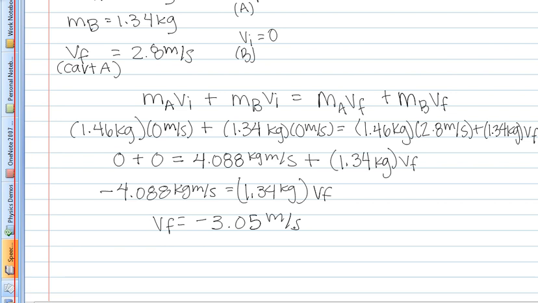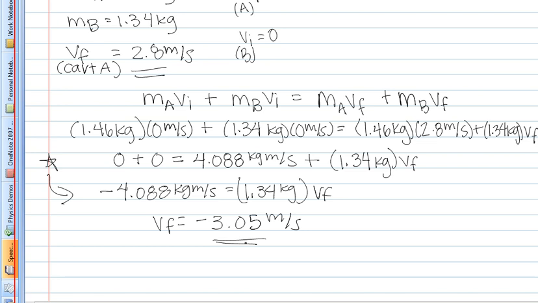In the lab, hopefully you remember that we wanted to find carts that both ended up having the same momentum. That's because of this step right here. The fact that the momentum of cart A finally had to equal the momentum of cart B finally. The reason their velocities are different, we had 2.8 for cart A and 3.05 for cart B, is simply because they had different masses.